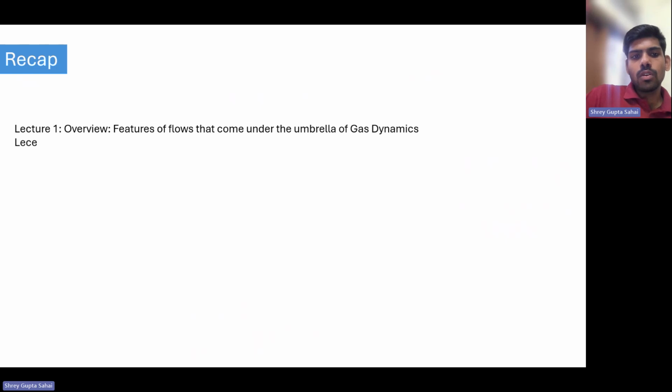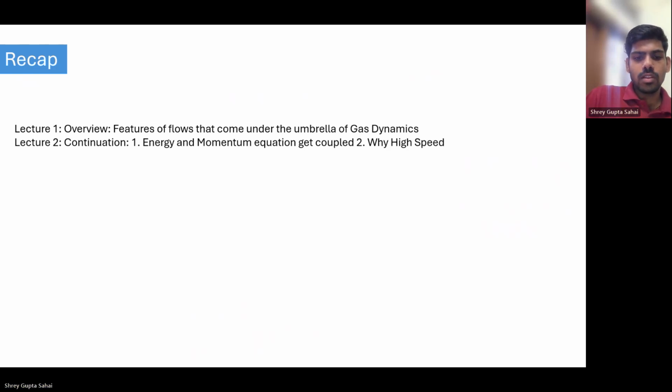Then we had lecture two, which was a continuation where I picked up two points. First, that the energy and momentum equations get coupled, and two, why high speed flows are quite interesting. We'll have a look at that.